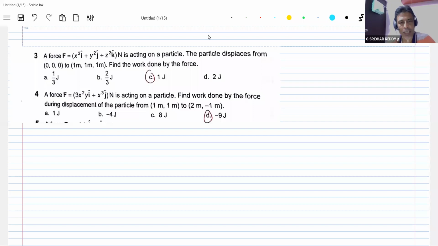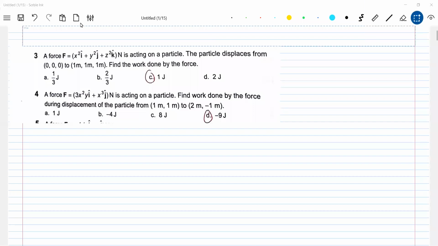Okay, first let's get into the question. Question number 3. A force F equal to x square i cap, y square j cap, z square k cap, is acting on a particle. The particle displaces from 0, 0, 0 to 1, 1, 1. Find the work done by the force. Okay, look at the force. Is it constant or variable? It's a variable force.